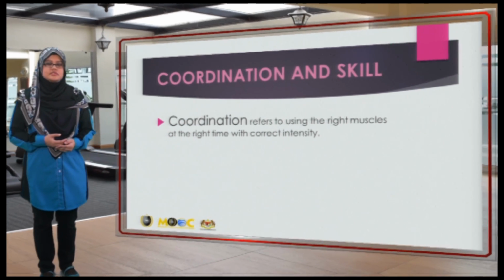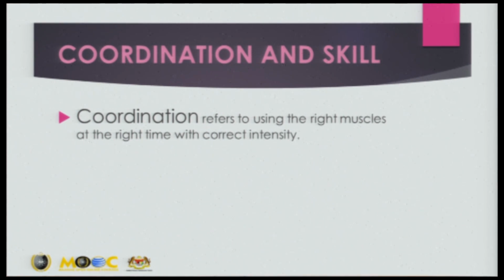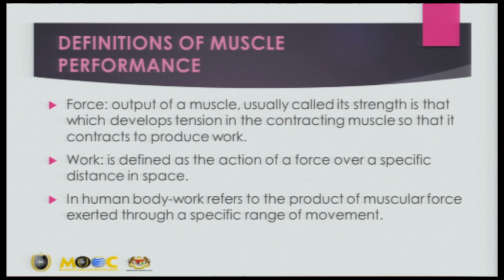Here are some definitions of muscle performance that you might come across through the literature. Force is an output of a muscle which develops tension in the contracting muscle so that it contracts to produce work. Work is defined as the action of a force over a specific distance in space. In the human body, work refers to the product of muscular force exerted through a specific range of movement.